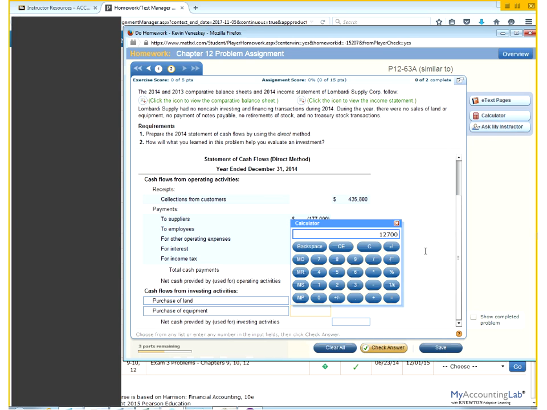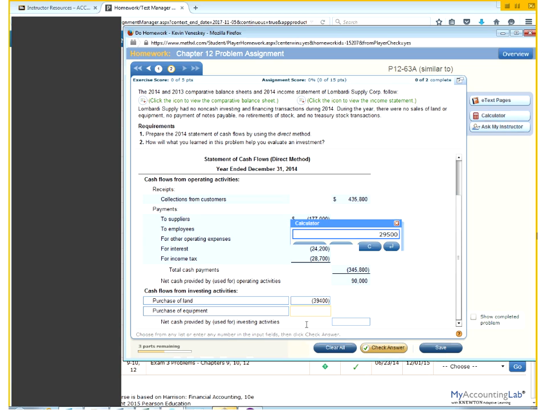I not only spent the $12,700 that shows as an increase on our books, but I also need to add back in that depreciation and pretend it's not there. So add in the $16,800, and that's going to show me $29,500. That's what I really spent in equipment. I know that's kind of confusing.